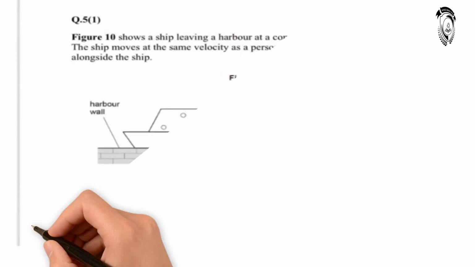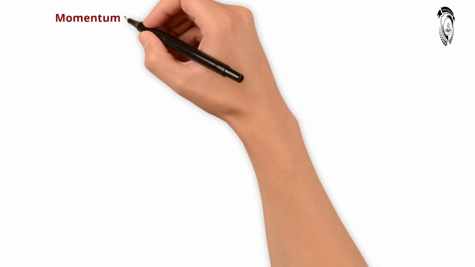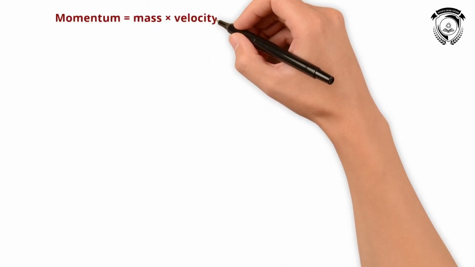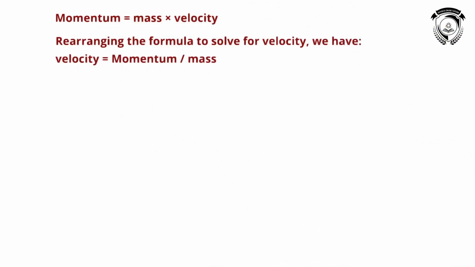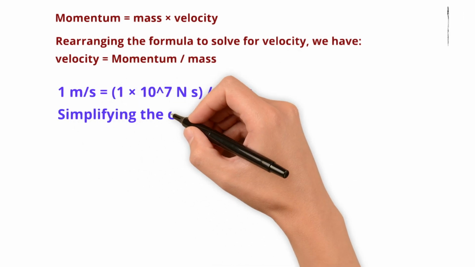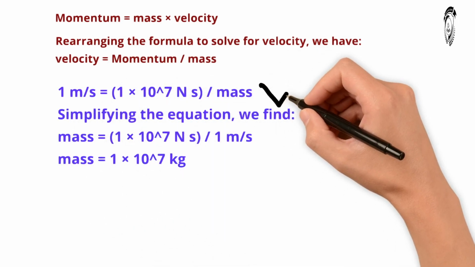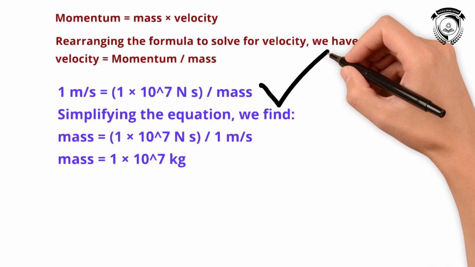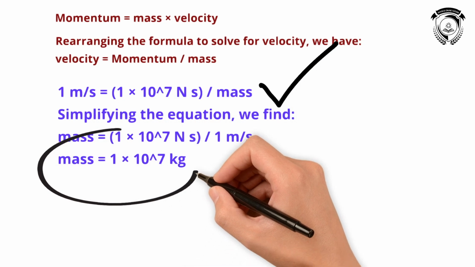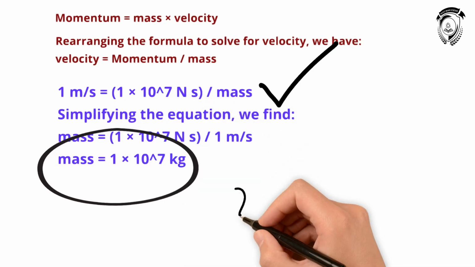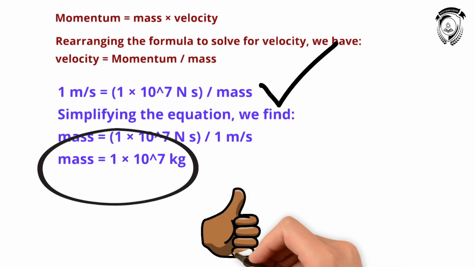Question 5.1. You know, momentum is equal to mass times velocity. So if I just rearrange this formula, I know velocity is equal to momentum over mass. In this question, the estimated value of the person walking with the same speed as the speed of the ship is 1 meter per second. Momentum is given in the question, which is 1 times 10 raised to power Newton second. Mass is equal to 1 times 10 raised to power 7 divided by 1. So approximately mass is equal to 1 times 10 raised to power 7 kg.